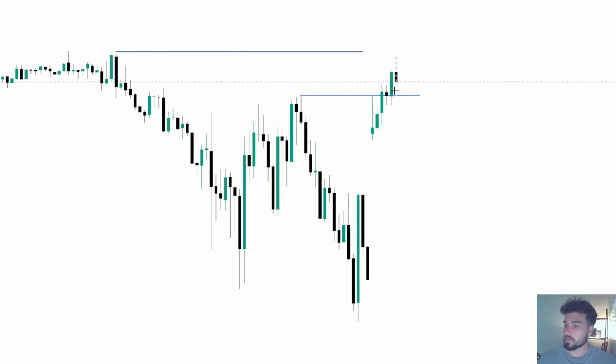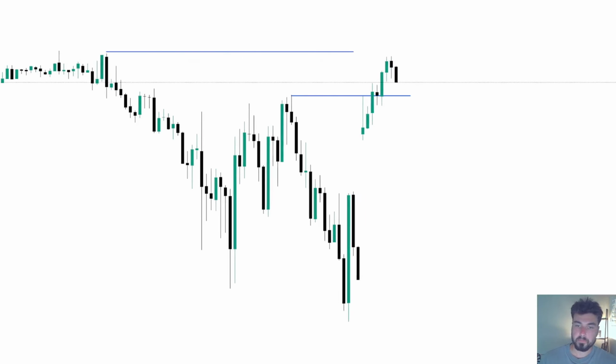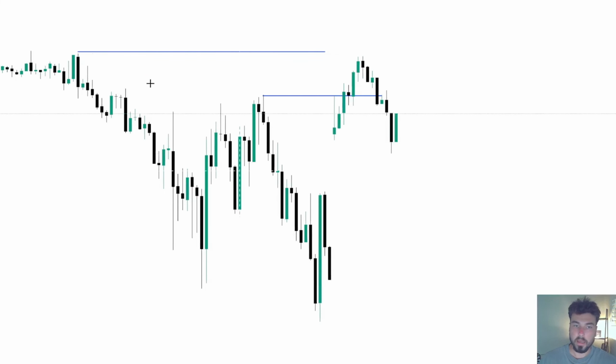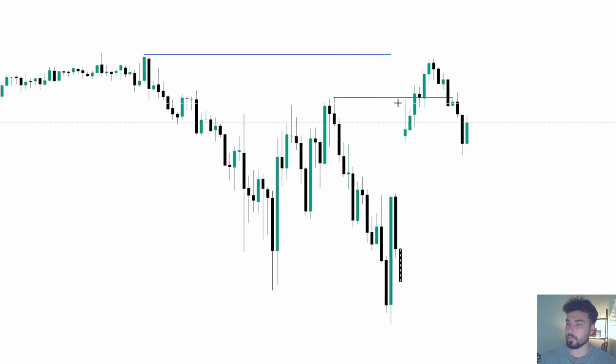So we've now swept external. Let's see what it does. We go a little bit higher here, and we don't necessarily sweep this high. And you might say, well, wait a sec. If we sweep this external point, aren't we meant to get to this swing high? Yes. However, we've probably left that for a little bit later on. And let me show you exactly what's happening here on a smaller time frame.